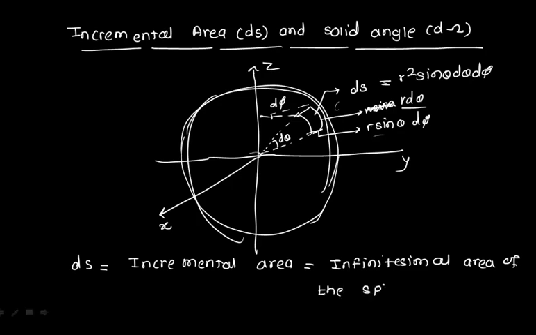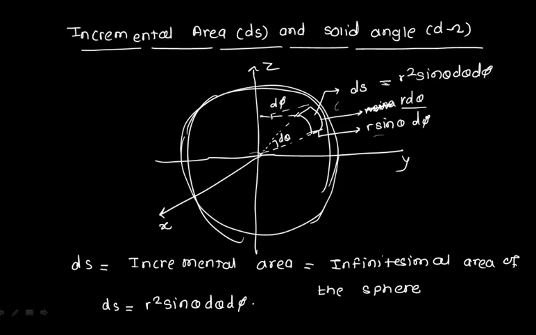You are going to represent this infinitesimal or incremental area in terms of r, θ and φ components. So whenever you write this area, ds is equal to r² sin θ dθ dφ. You just remember this incremental area, because we need to understand it to understand the radiation intensity and radiation density.